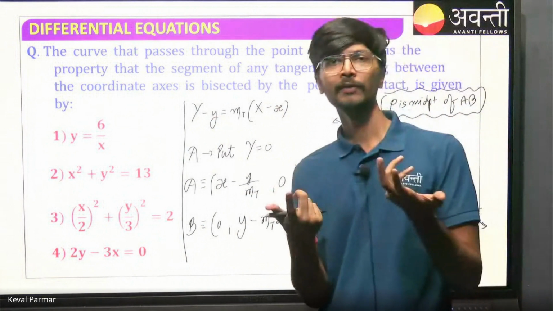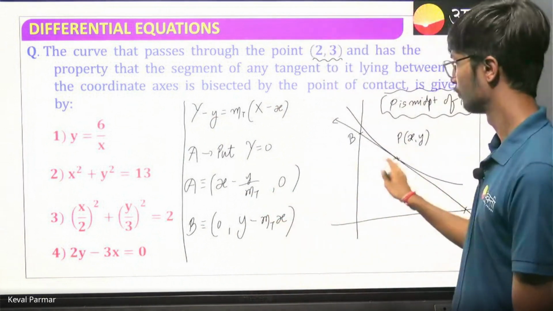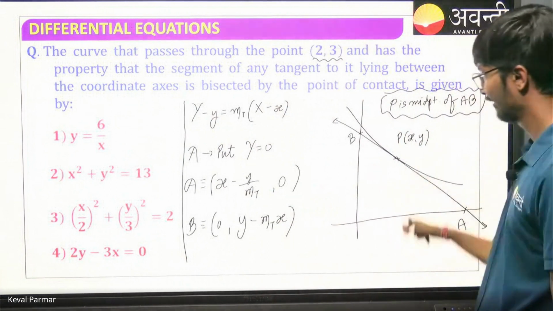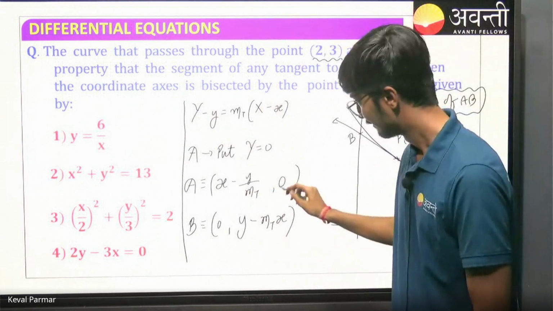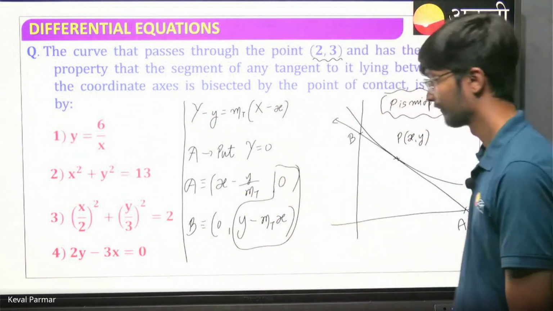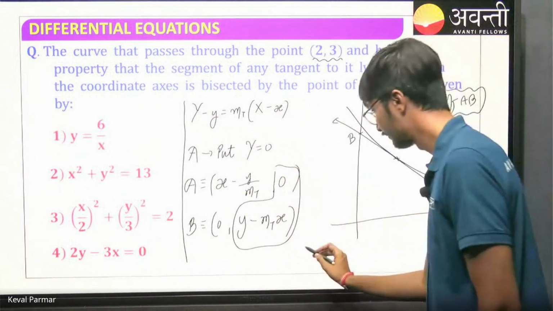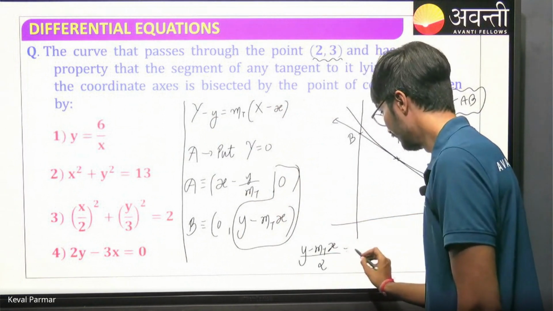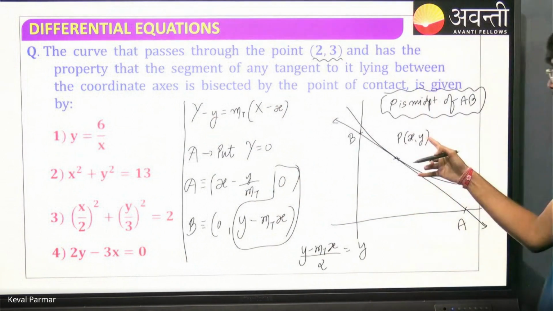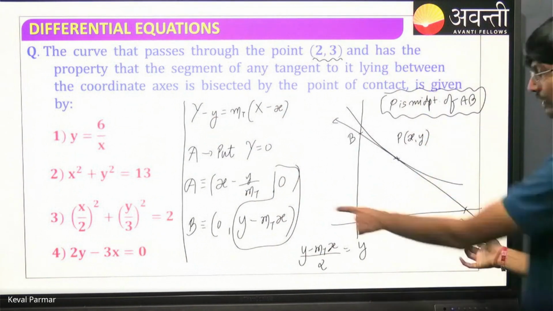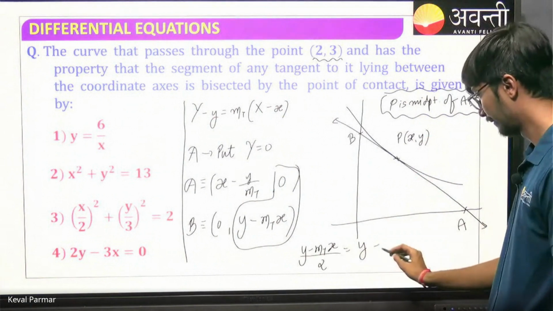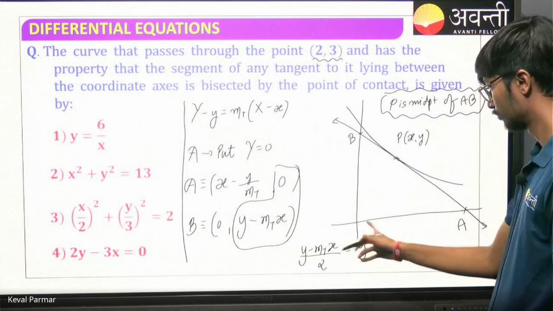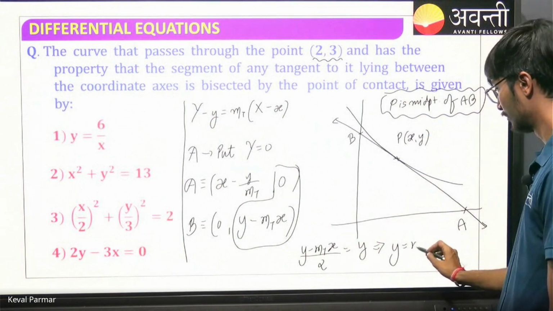Now just use the midpoint formula. P is the midpoint. Let's take the y coordinate first: the sum of y coordinates upon 2. That means 0 plus this upon 2, so y minus mt x upon 2 will be equal to y. Since it is the midpoint, it's the sum upon 2. If I cross multiply and simplify, I'll get 2y, so y is equal to mt x.